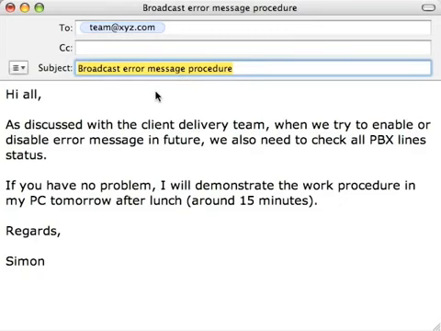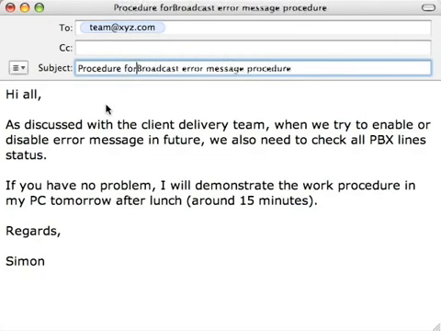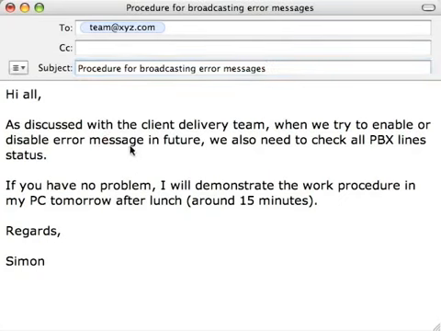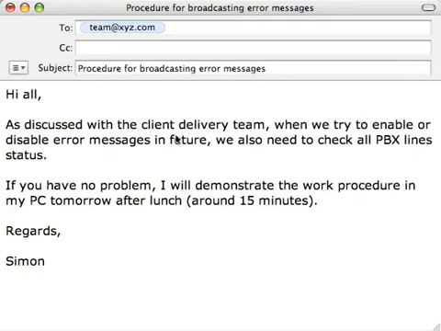Even after we correct the vocabulary, I think the meaning of this subject line isn't very clear. If you read the body of the email, you can see that what Simon's talking about is the procedure that the company should use when it broadcasts error messages. But it's not easy to understand this just by reading the subject line. So let's create a prepositional phrase to make it completely clear and easy to read. We can say, procedure for broadcasting error messages. And since we're not talking about just one message, we want this last word, messages, to be plural. And we'll need to make messages plural in the first paragraph as well.